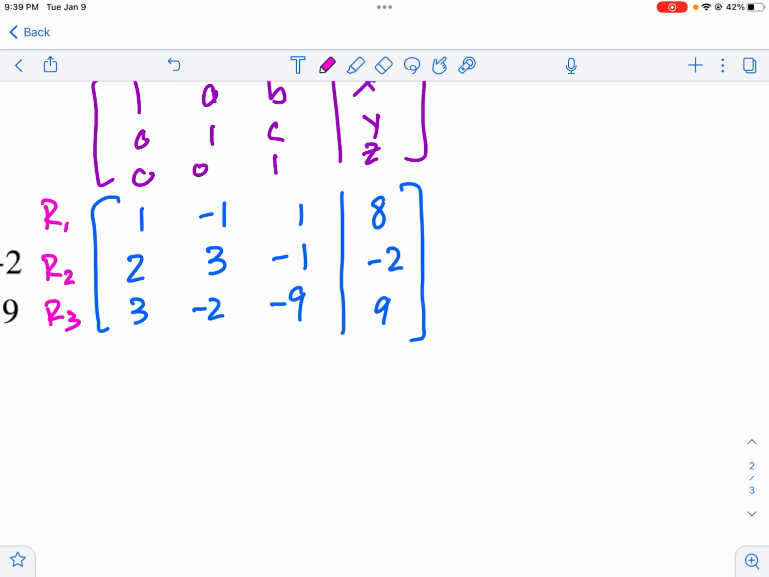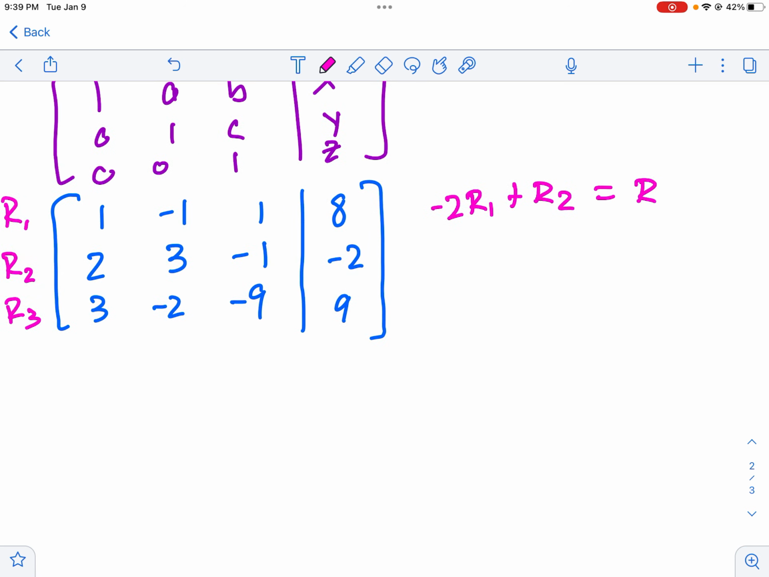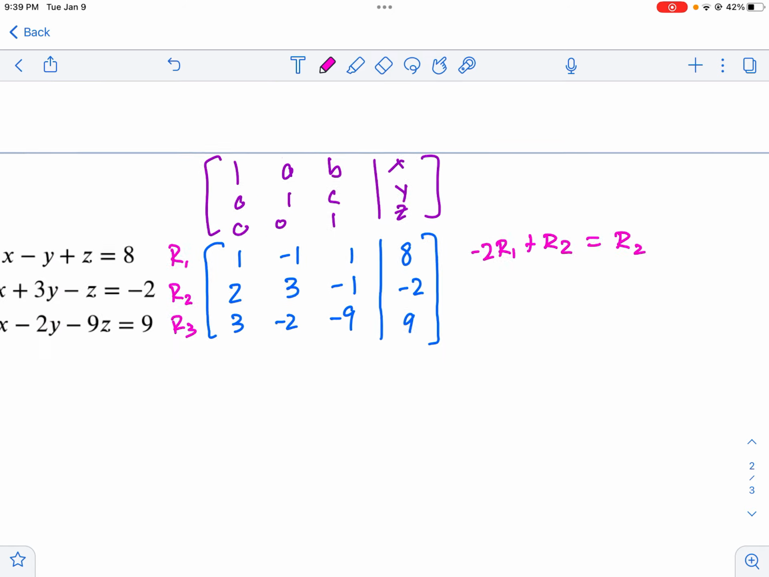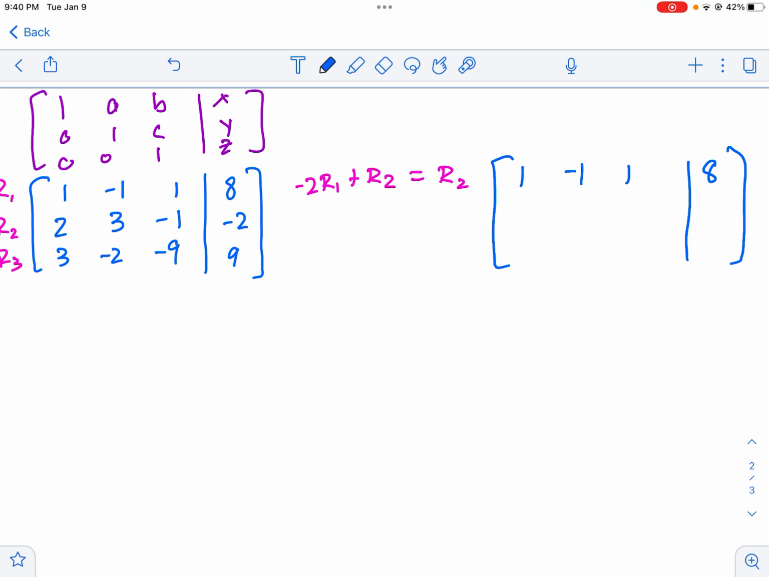So I'm going to say, let's say -2 times row 1 plus row 2. And I'm going to put that in row 2. So it looks like this. So I'm not touching row 1. I mean, yes, I'm multiplying by -2, but I'm not changing the outcome of it. Also not changing the outcome of row 3. But I'm changing the outcome of row 2.